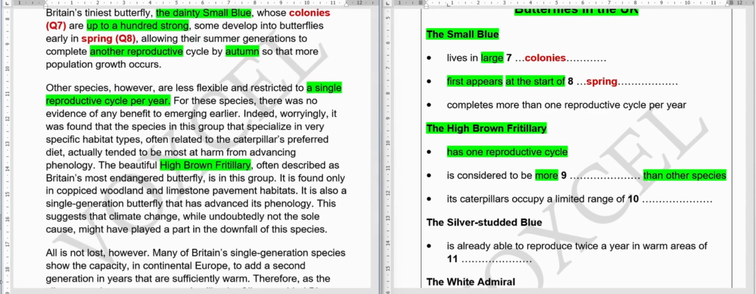Let's see what it is considered to be more than other species. Often described as Britain's most endangered butterfly, is in this group. It is found only in, okay, so this is something about their residence. We don't know about that, we don't want to know about that right now. And obviously our location is this particular sentence, and you have around 10 seconds to tell me the answer for this question, and the time starts now.